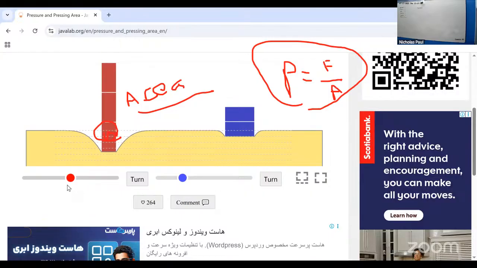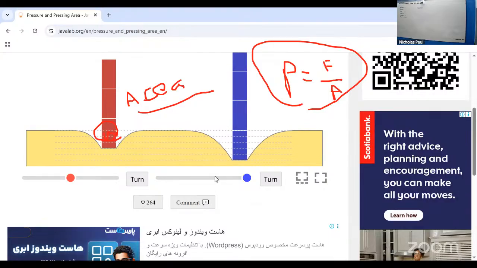I just increase the force there. See the pressure increasing. Turn it up, and I'm going to increase the force, and you will see the pressure is much larger. So pressure is dependent on force and dependent on area. So we see pressure in action here. Pressure in a solid here, and I showed you pressure in a liquid a while ago. And I want to show you another one.